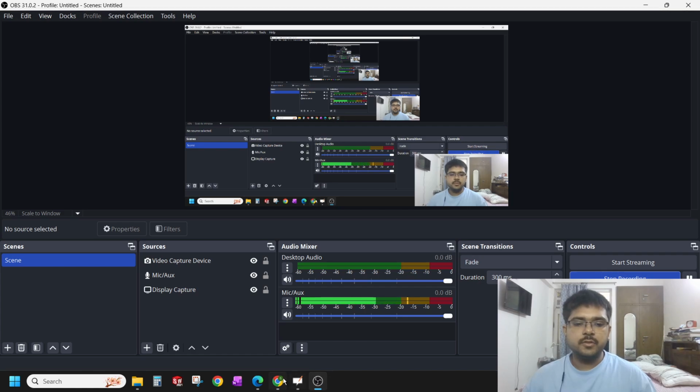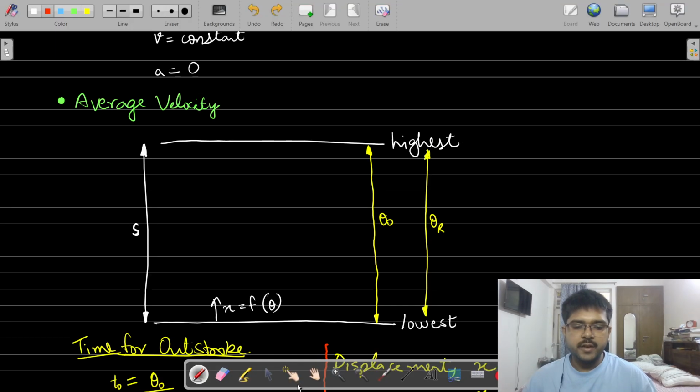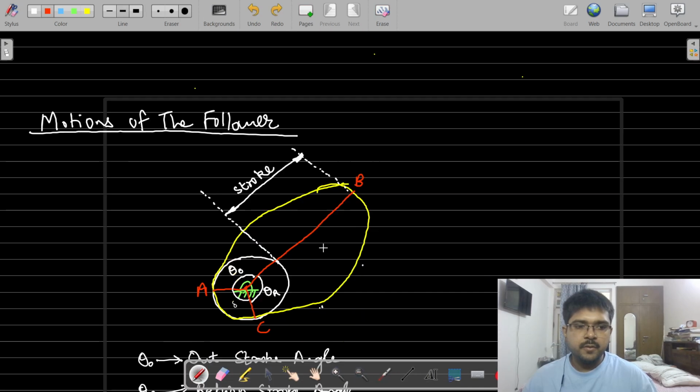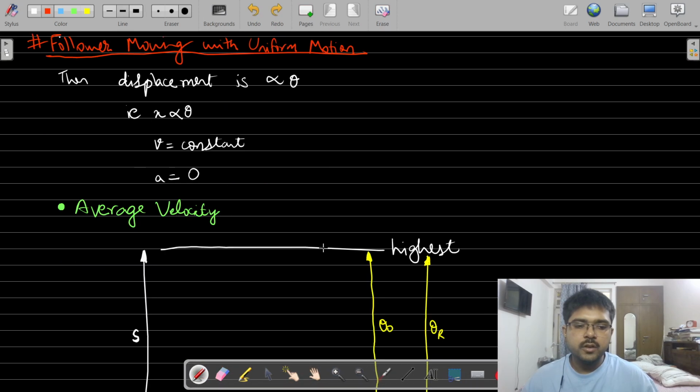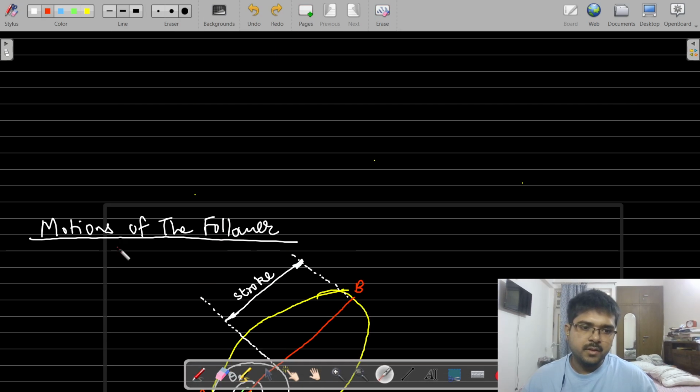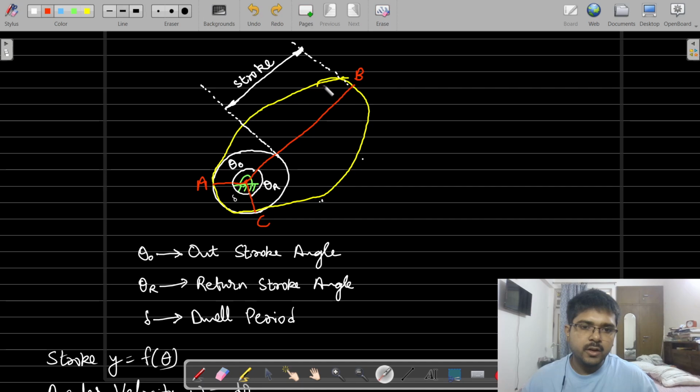Hello students, today in this lecture we are going to study about motion of the follower, and I am going to take the case for average velocity. Suppose this is a cam, this yellow line represents a cam. We have displacement, and we have three angles here: theta naught, theta r and delta.